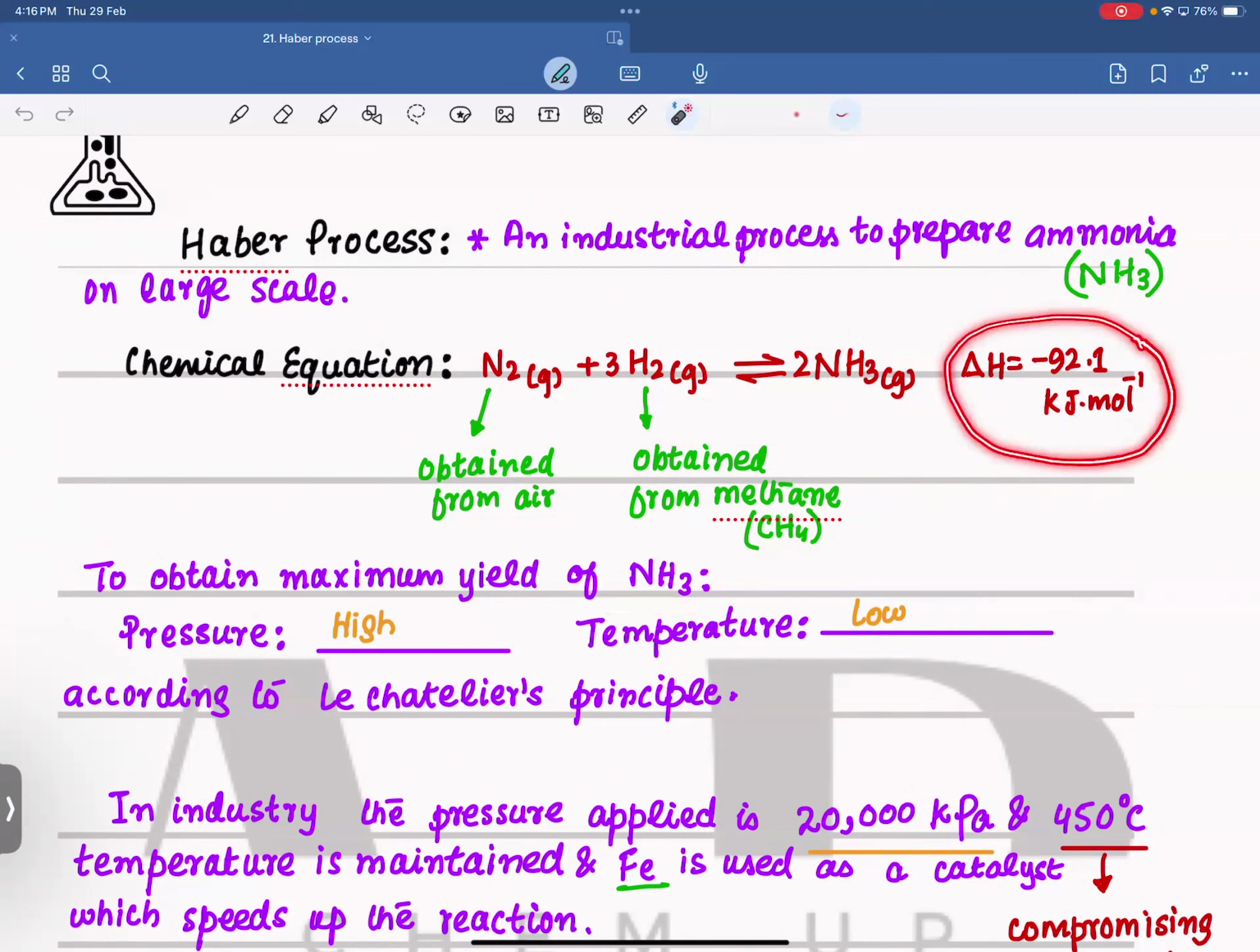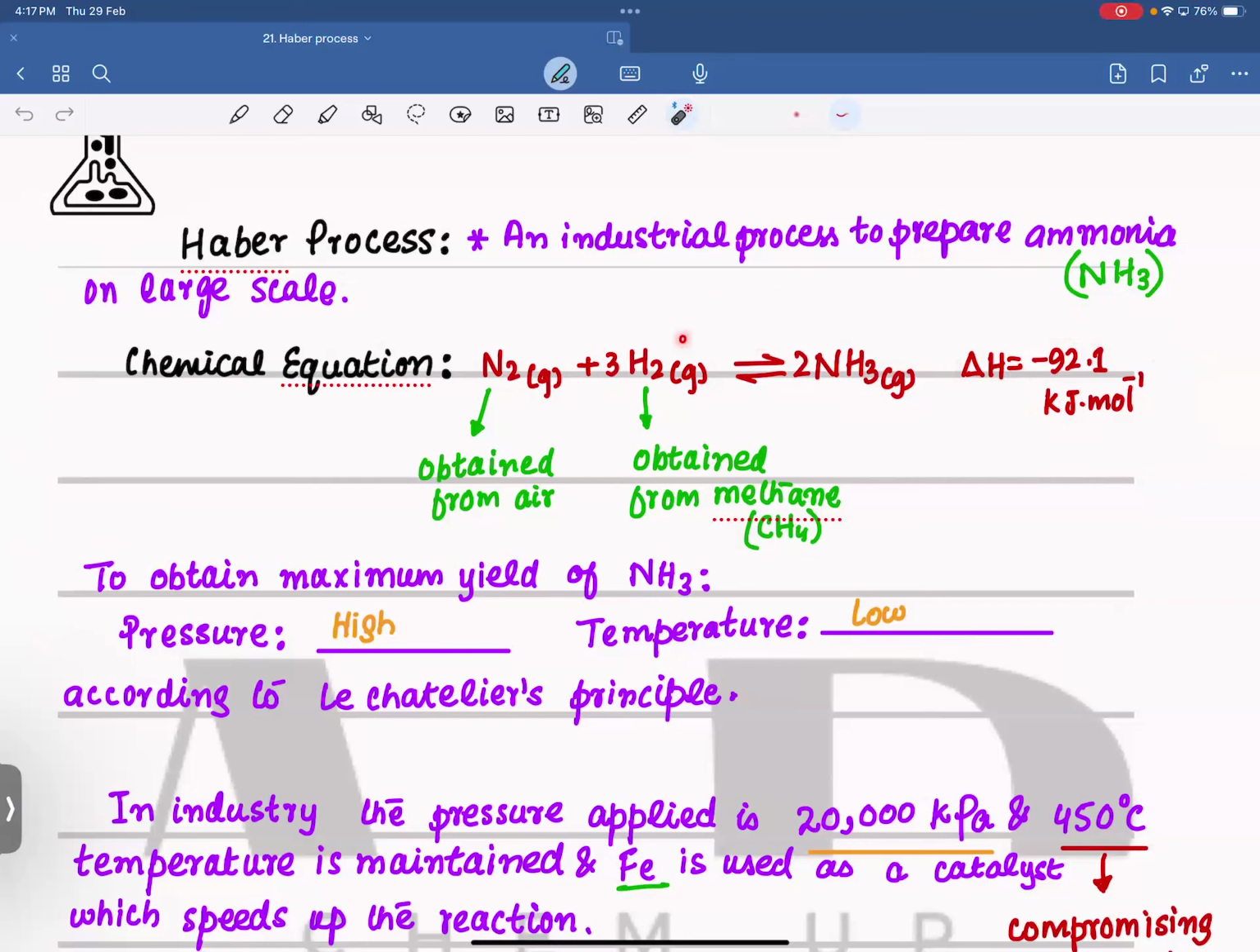Now, if we have to get the maximum yield, the reaction is exothermic. We did discuss in the last class, when we increase the temperature, the reaction occurs in the endothermic direction, and when we decrease the temperature, the reaction goes towards the exothermic side. So the delta H is negative 92.1, which indicates that the forward reaction is exothermic. So it means we need a lower temperature.